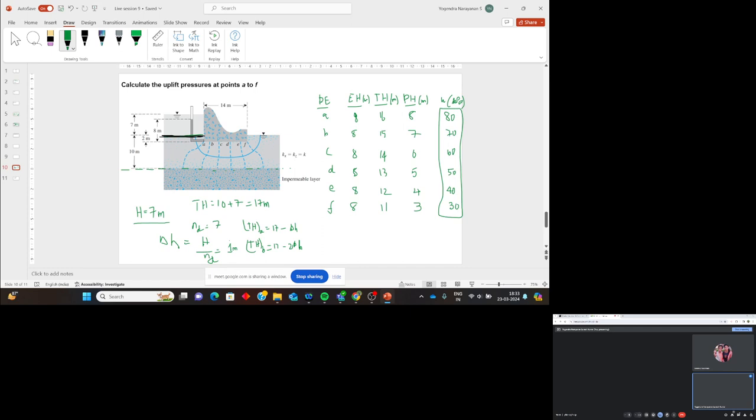So the total width of the dam is 14 meters. Now, for every point, write the points A, B, C, D, E, and F. Okay?